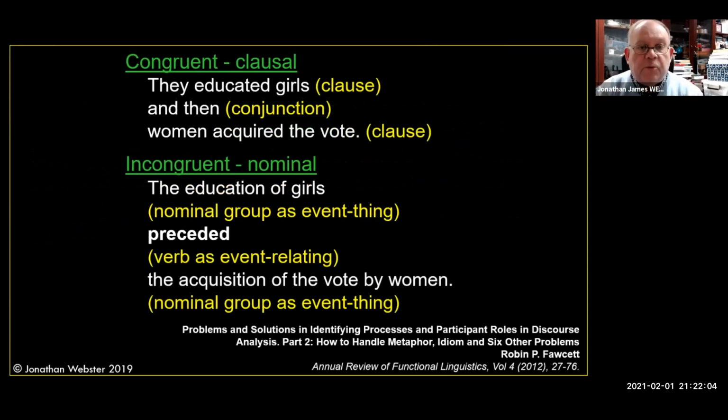But this has really permeated not just the language of science. This is how we write, not just for the university. If you go out to any kind of professional career, of course, you're encountering this kind of language. What kind of language am I talking about? Children talk like this: they educated girls and then women acquired the vote. And various sentences like this, where you have a clause, they educated girls, the verb, they educated, and then you have a conjunction, and then you have another clause, women acquired the vote.